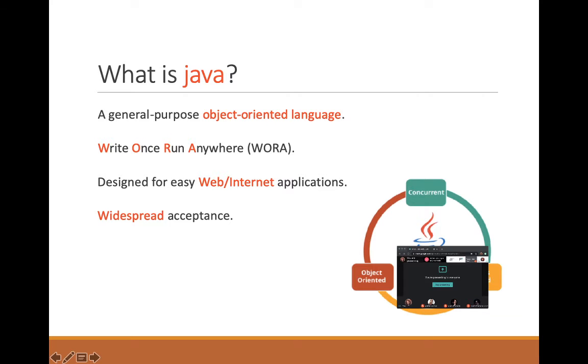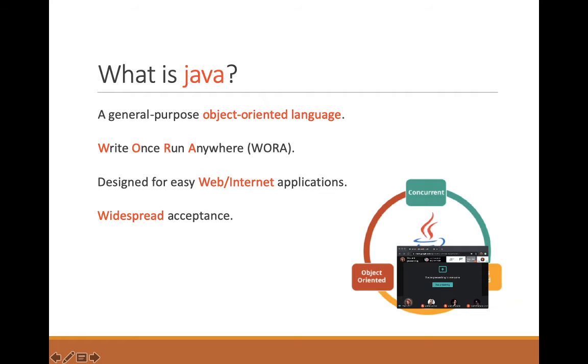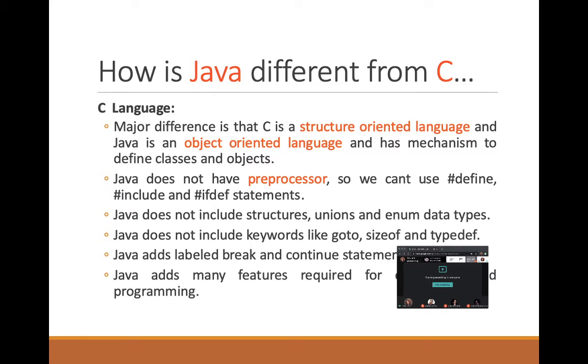Kasi nga, widespread acceptance ang Java kasi hindi siya dependent sa platform na ginagamit. So, kaya maraming tumatangkilik sa kanya or gumagamit sa programming language na yan kasi kahit sa anong platform gumagana siya. So, ito yung differences ng Java from C language.